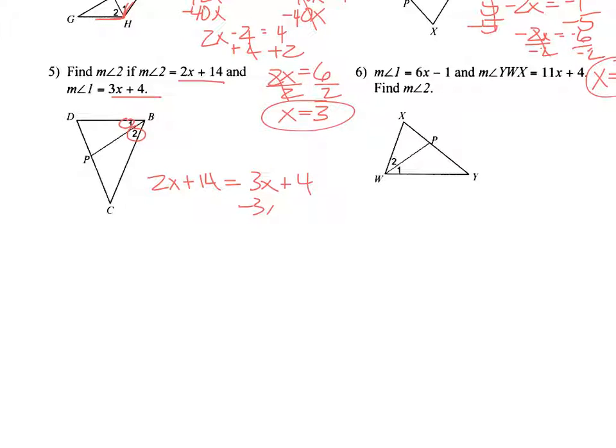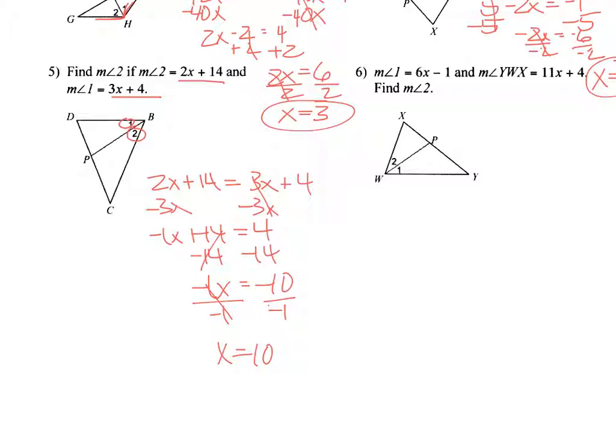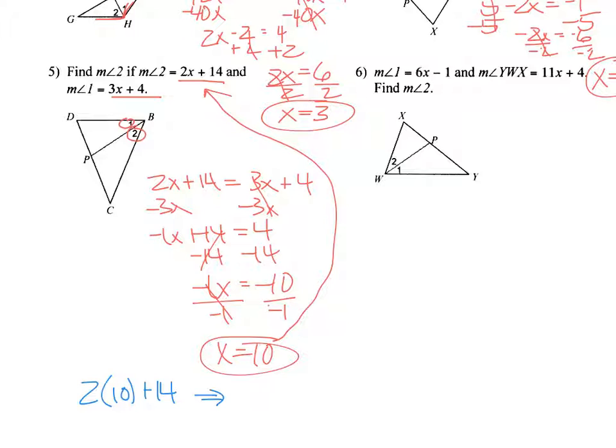So subtract 3x. That's negative 1x plus 14 equals 4. Subtract 14. Negative 1x equals negative 10. Divide by negative 1, and we get x is 10. Now it asks me to find angle 2, so I've got to go back and plug it in right there. I have 2 times 10 plus 14. 2 times 10 is 20, and 20 plus 14 would be 34.